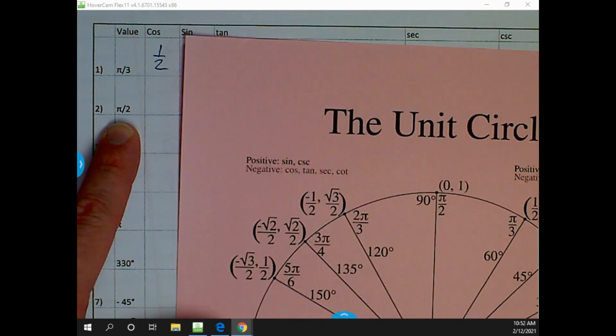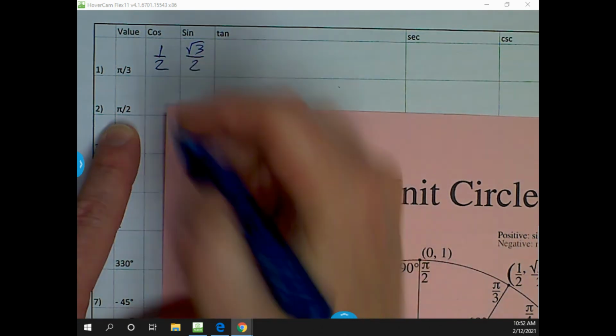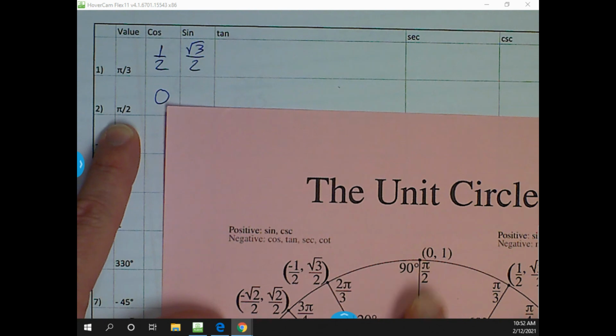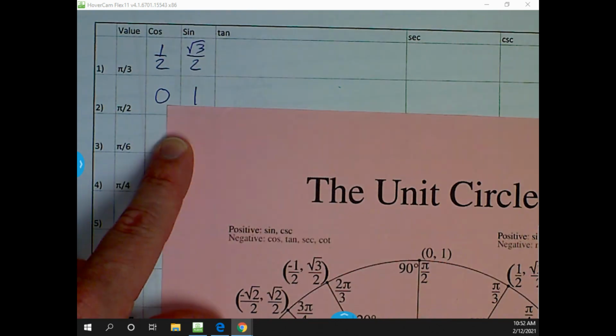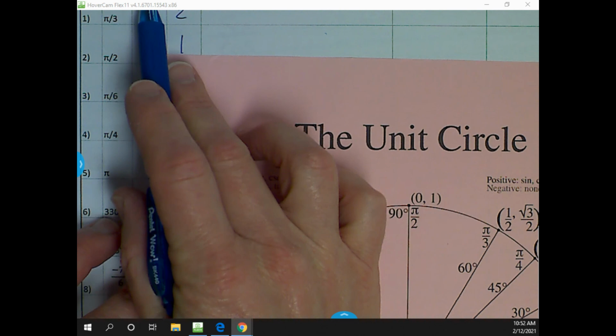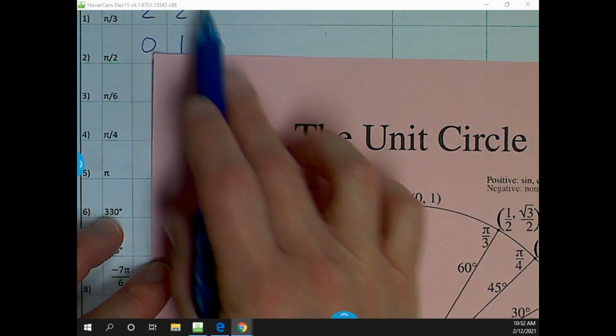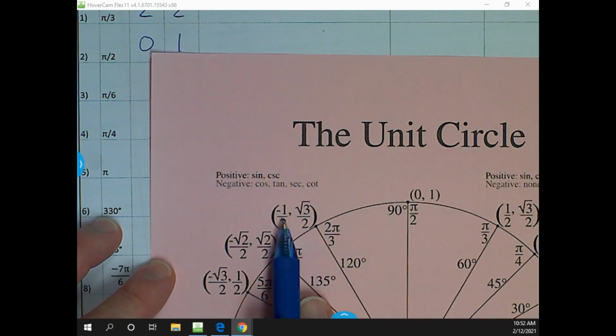If it's cosine of pi over 2, we go to pi over 2. Cosine is going to be the first number. If they ask you for the sine of pi over 2, that's the second number. Just put a 1. And people start going, wait a minute. Every single time, cosine is just the first number in the ordered pair, and sine is the second number in the ordered pair. So if it asks for 2 pi over 3, this would be the cosine, and this would be the sine.